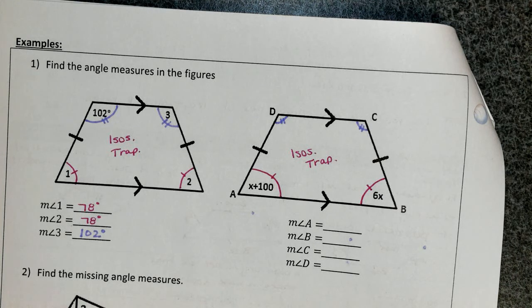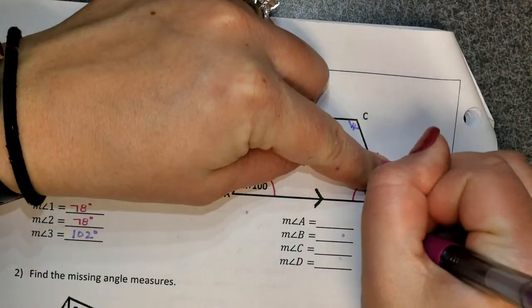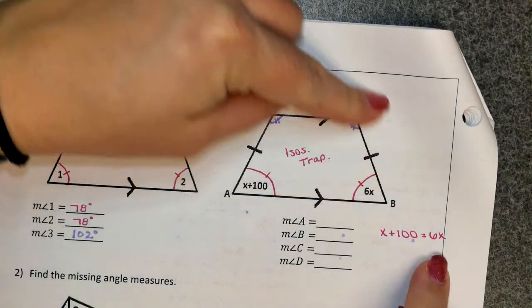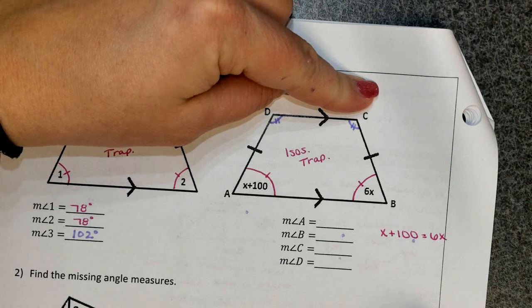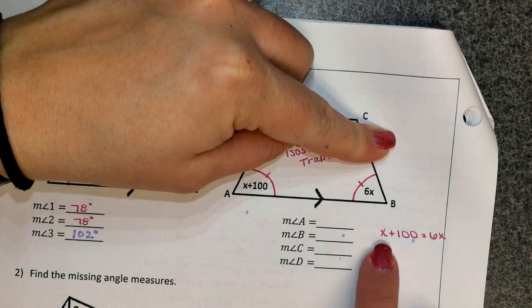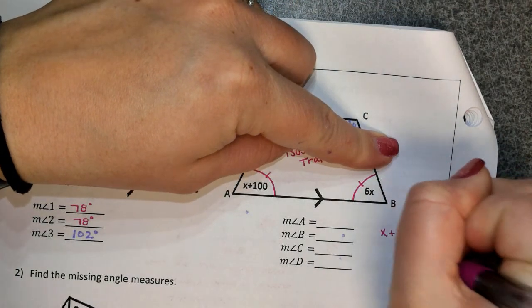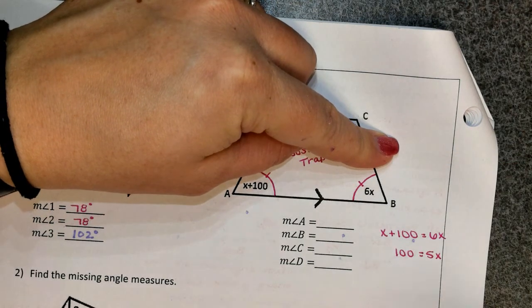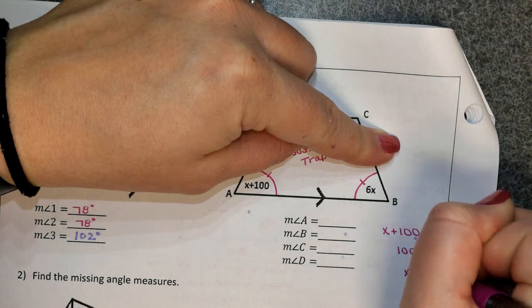Go ahead. Okay, x plus 100 has to equal 6x. If those angle measures are congruent, I can set them equal to each other. Good. Subtract x from both sides. So I have 100 equals 5x. Divide both sides by 5. I'm going to get that x is 20.